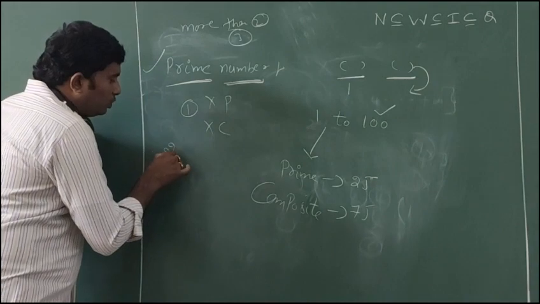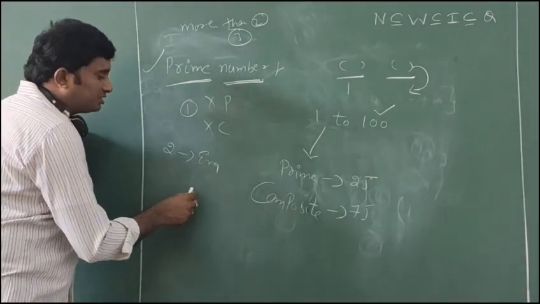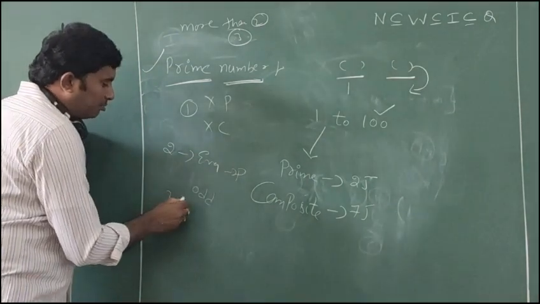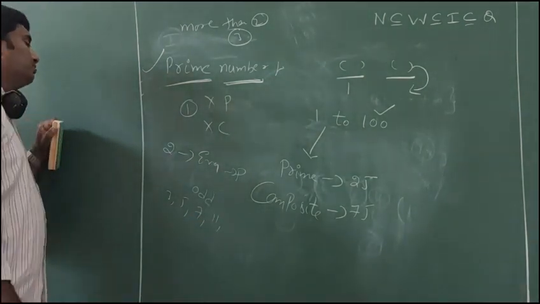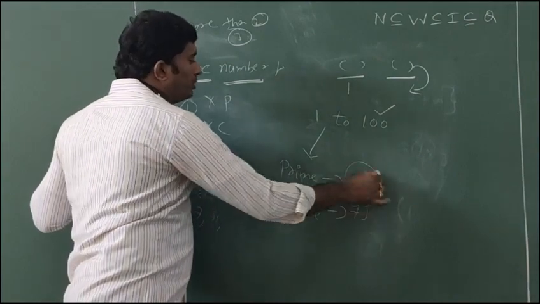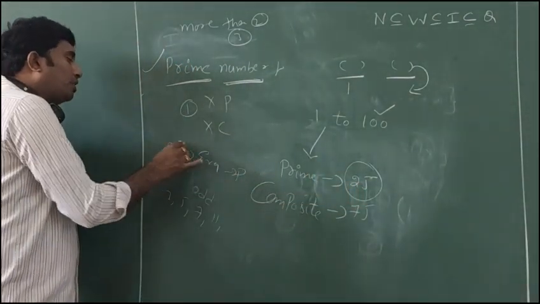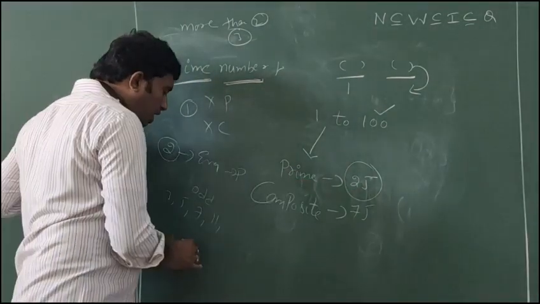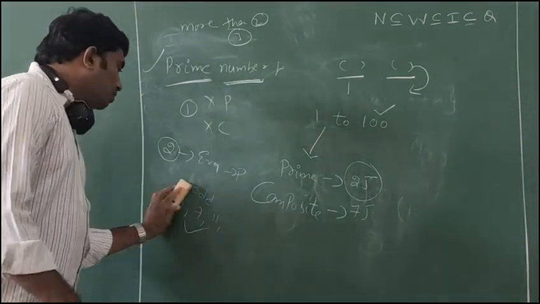Next, 2 is the only even prime. Remaining all prime numbers are odd. This is the only even prime number. Remaining prime numbers: 3, 5, 7, 11, 13, 17, and so on. So up to 100 there are 25 prime numbers. Out of these 25, only one is the even prime number, that is 2. Remaining 24 prime numbers are odd only.